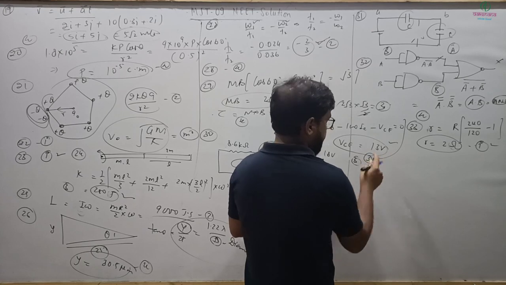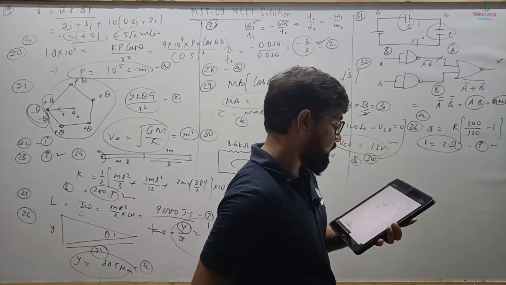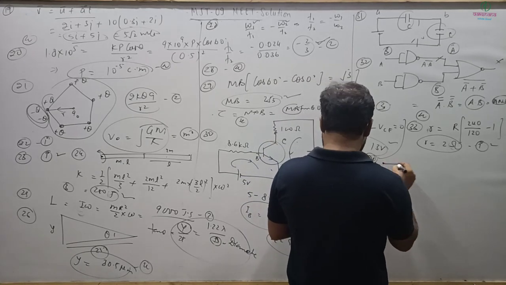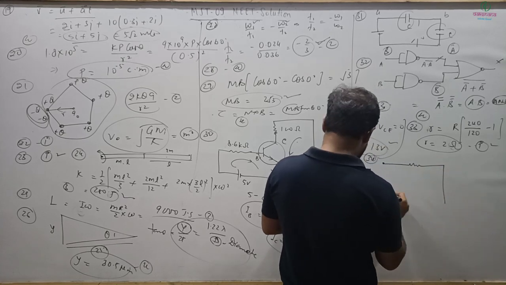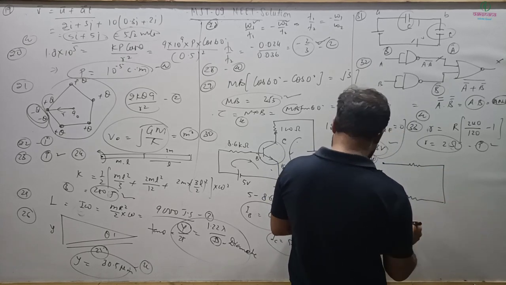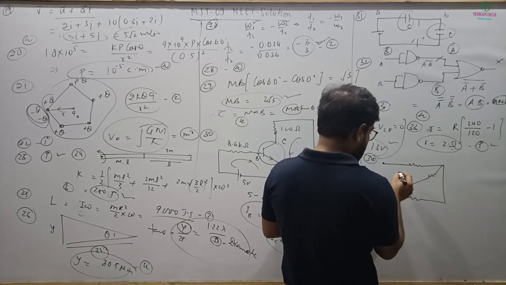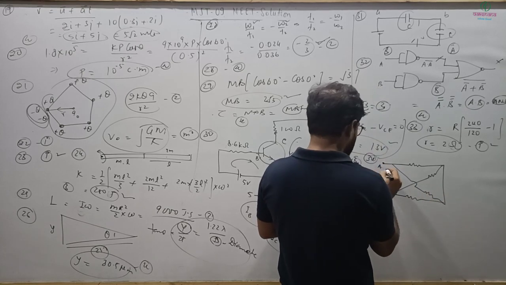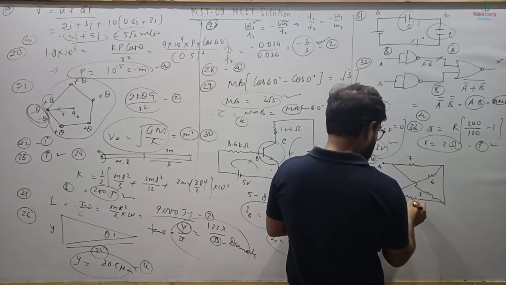Question number 34. Okay, find the equivalent resistance between A and B of the circuit. Let me tell you the approach for this type of problem. A, it's B, 7, 6, 3, 4.